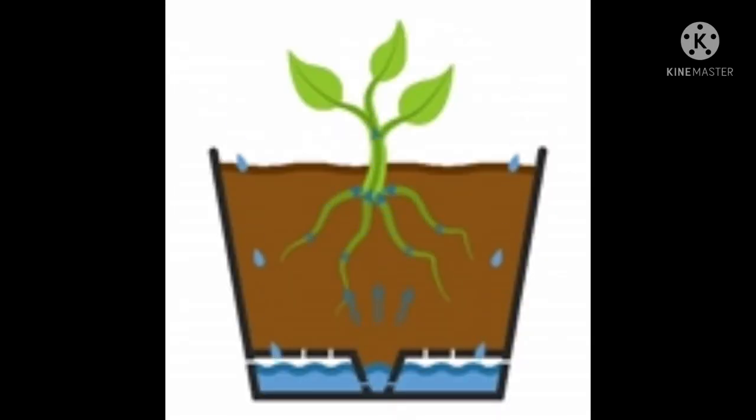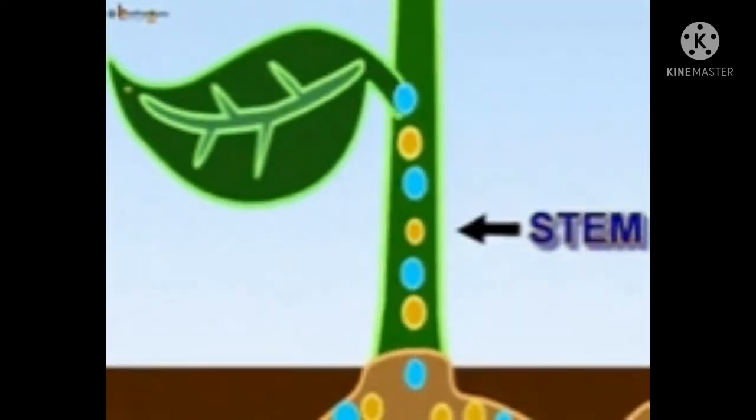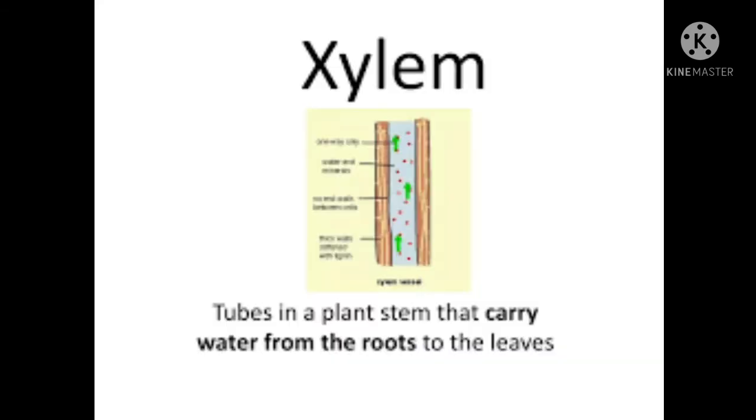Observe the plant. Roots are in the ground. What helps in the transport of water from roots to the upper parts of the plant? It is the xylem. These are tubes in a plant stem that carry water from the roots to the leaves.